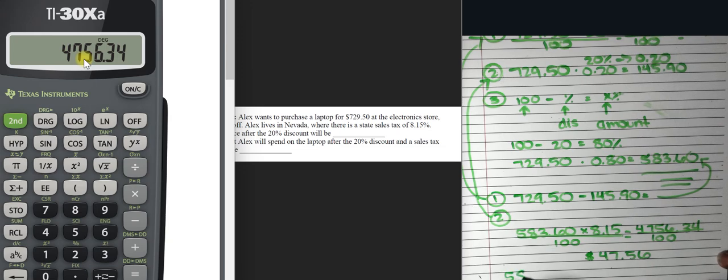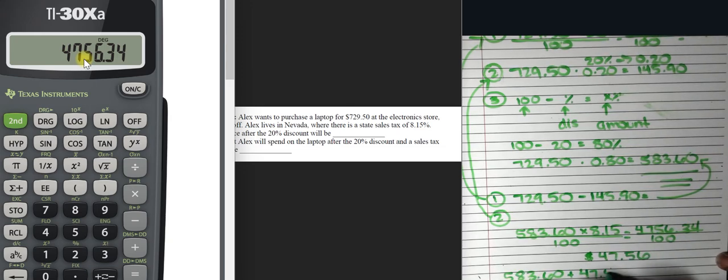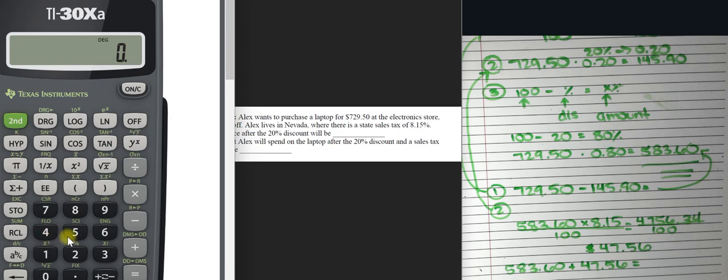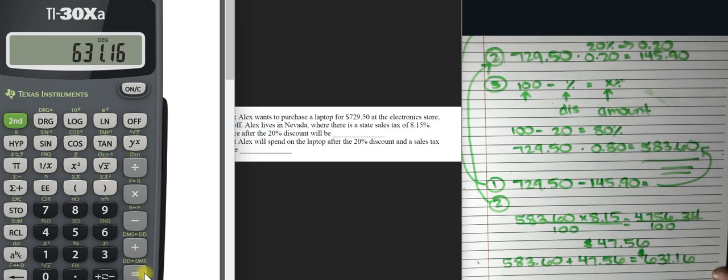So $583.60 plus the $47.56 gives us $631.16. That is how much he will need to pay.